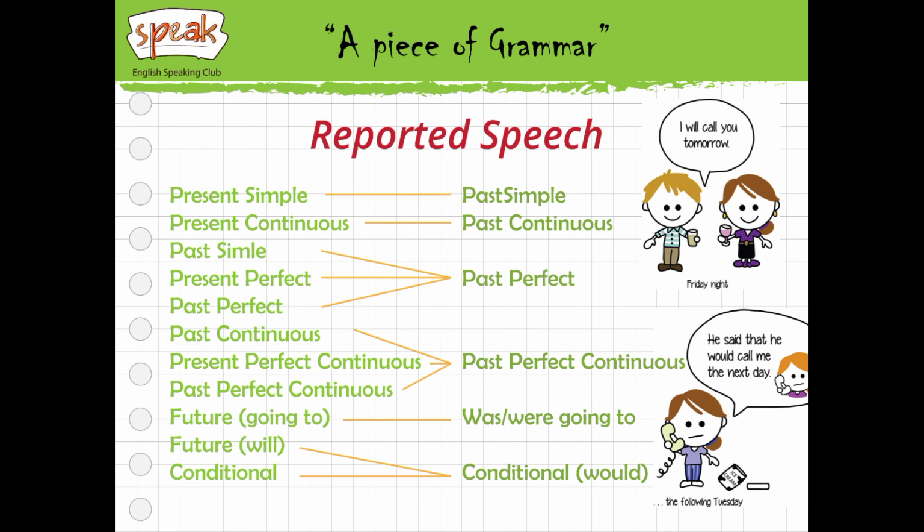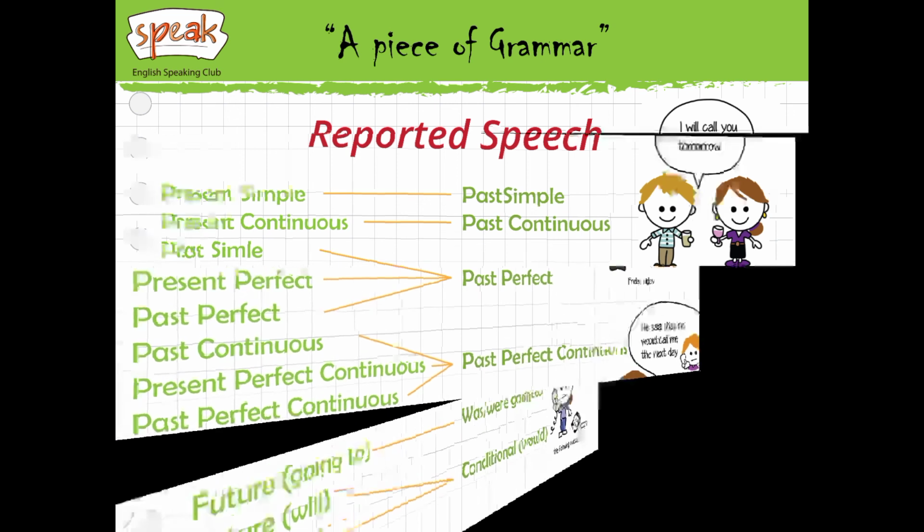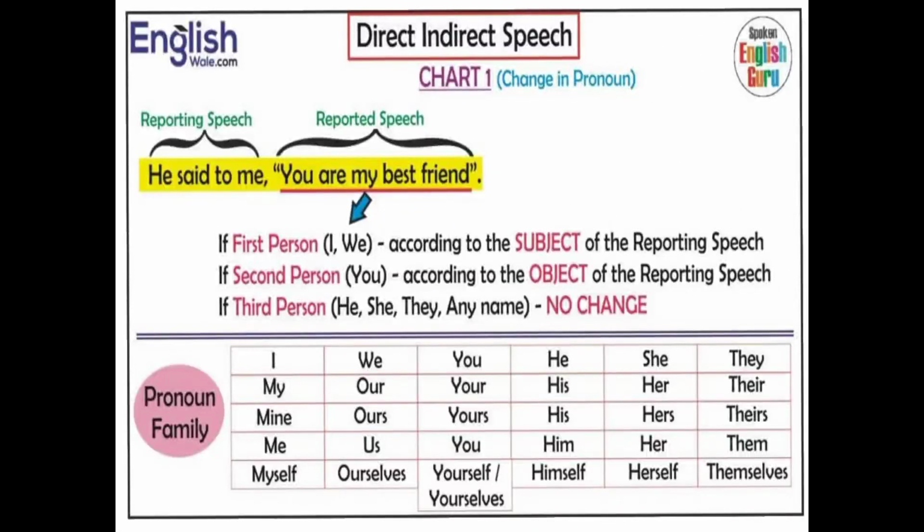according to this, okay. Now come to this part, that is pronouns. So in this you can see that you are getting he said to me, you are my best friend, right? So the part which is before the comma, he said to me, in this he is the subject, me is the object, so just look into this. So these are two things you have to keep in mind.